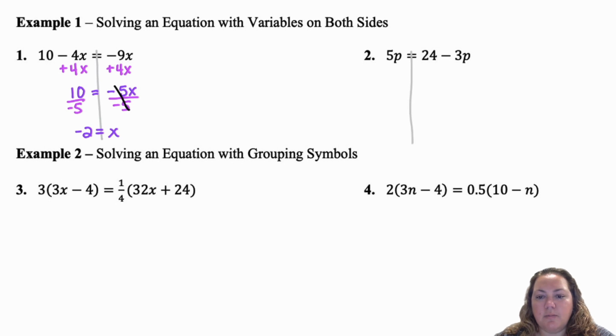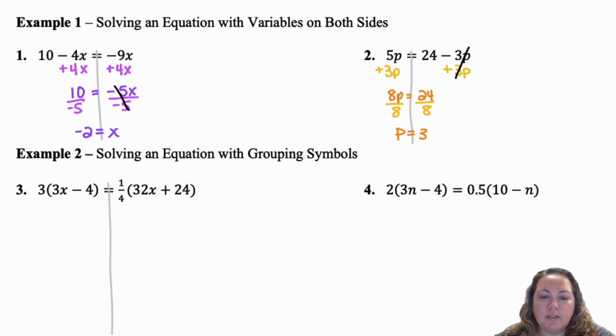All right, our next one, I'm going to draw my line down the equal sign. I have 5p equals 24 minus 3p. I'm going to move the 3p to the other side to get the p's together on one side. Because it's connected by a minus, I'm going to add 3p to both sides. And that's going to give me 8p equals 24. I want to get p by itself, so I'm going to do division, divide out the 8's, and I get p equals 3.